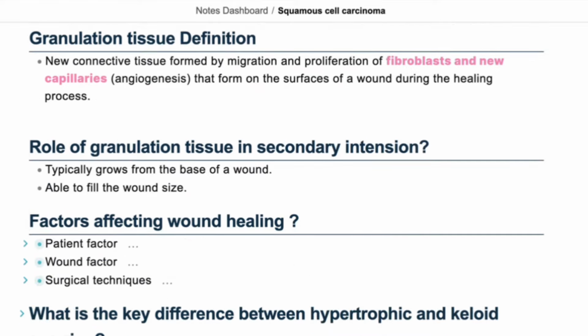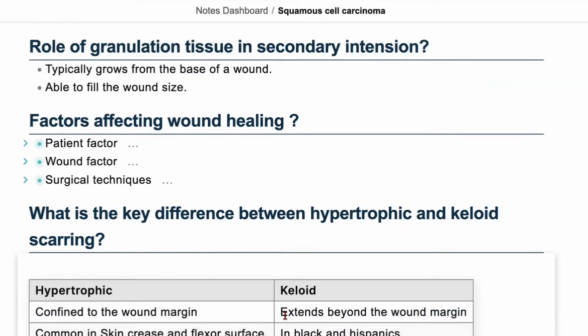The key difference between hypertrophic and keloid scar. So hypertrophic scar is one that is confined to the wound margins. It does subside. There is a family history associated with it, and it's typically in the skin creases. Whereas keloid scar extends beyond the wound margin. It's in Black and Hispanic people. It's associated with blood group A. It does not subside, and there is no family history associated with it.